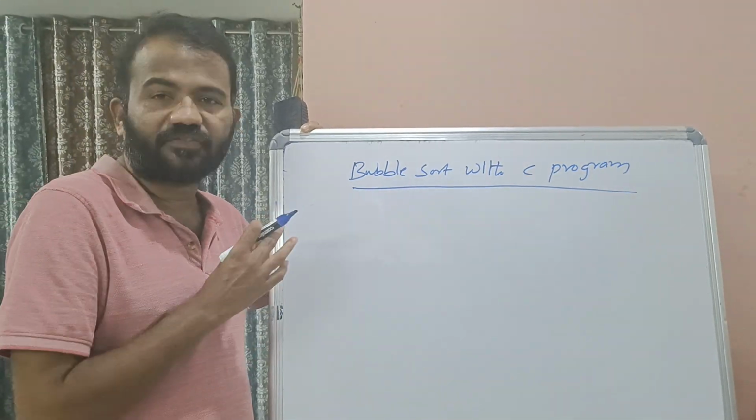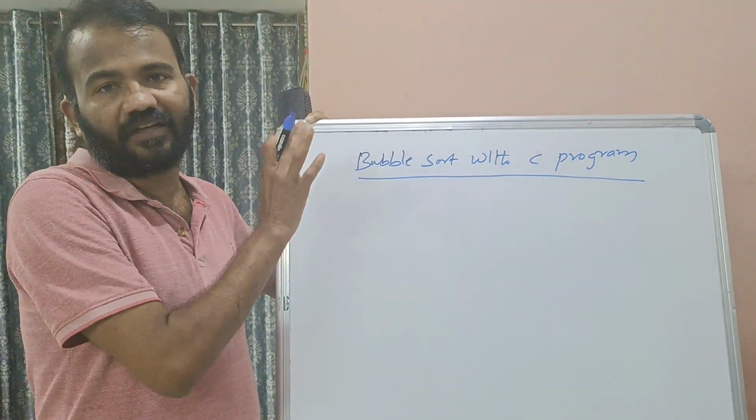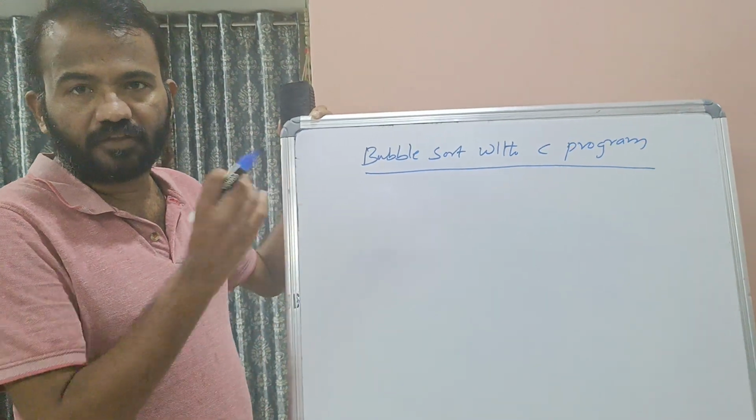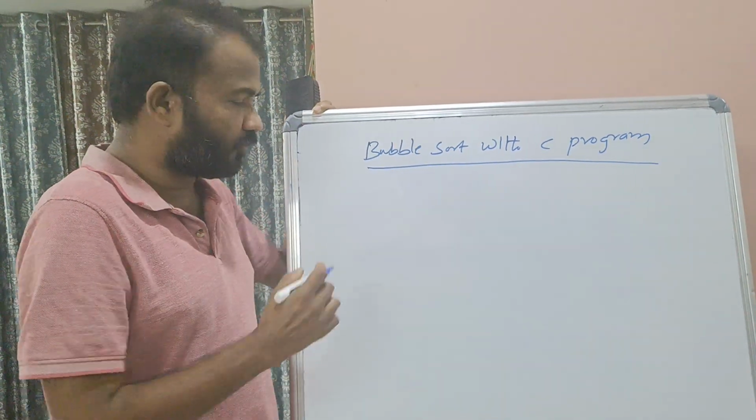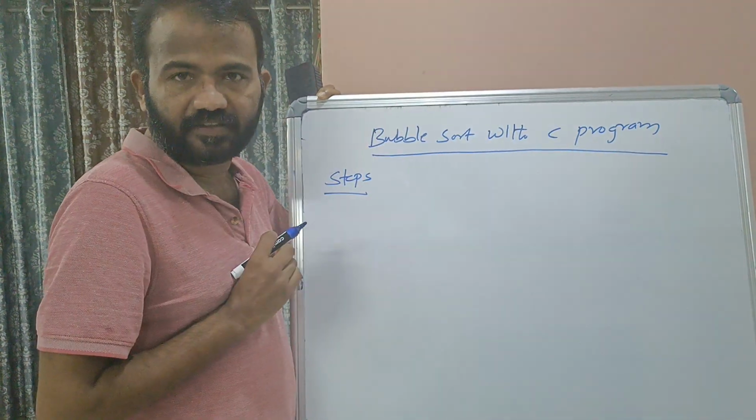Right. In this class, we are going to discuss bubble sort with a C program and how to find the logic of the bubble sort also. So first, the bubble sort with C program steps. To write the C program, what are the steps?